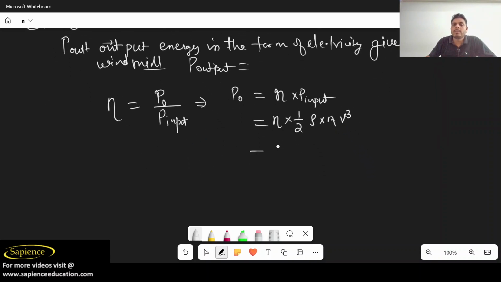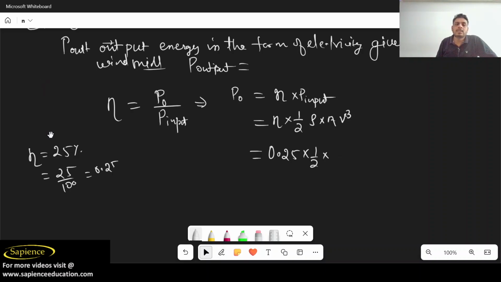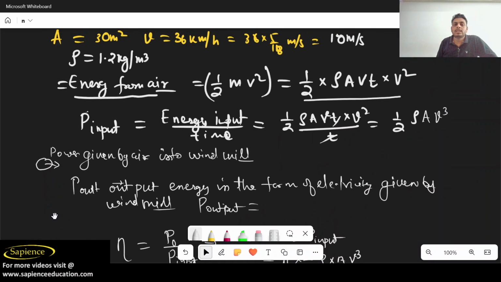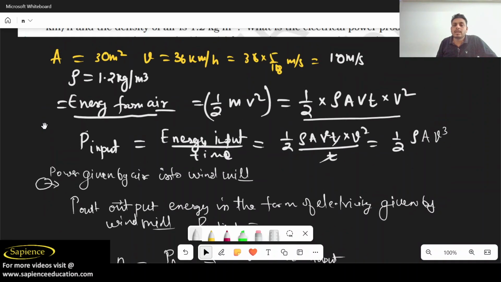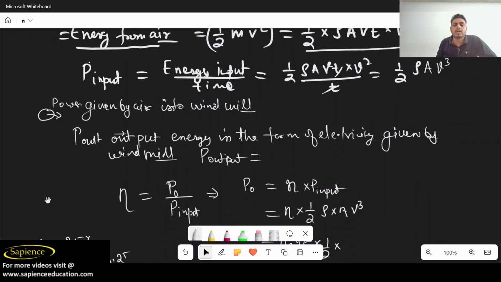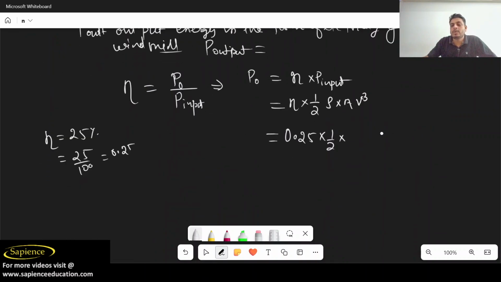So suppose efficiency is 25%. They have given efficiency as 25%, it means 25 by 100, that is equal to 0.25, right? So you need to put it in a proper way. Into half into what is the density? Density they have given 1.2 kg per meter cube.